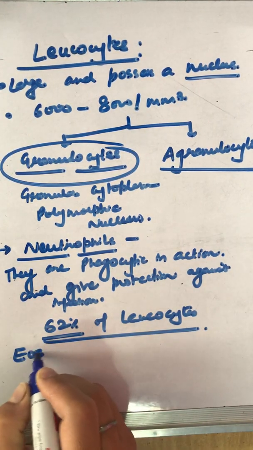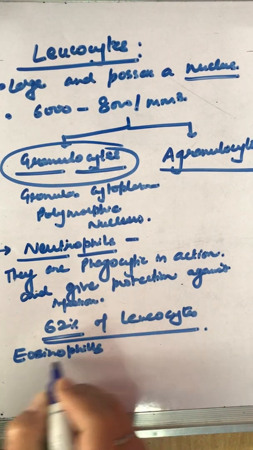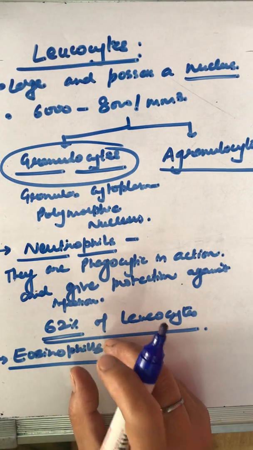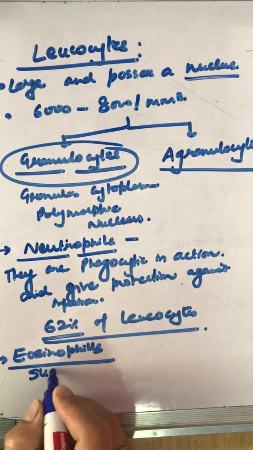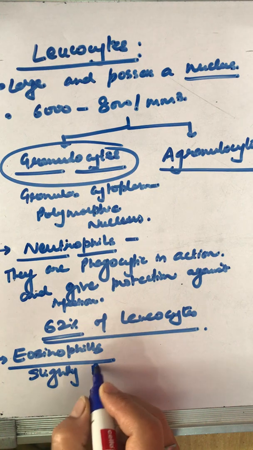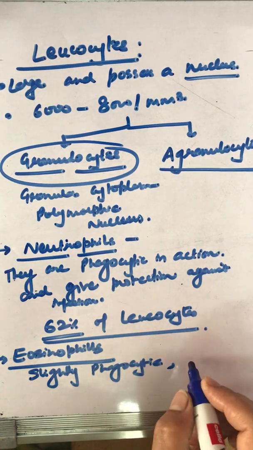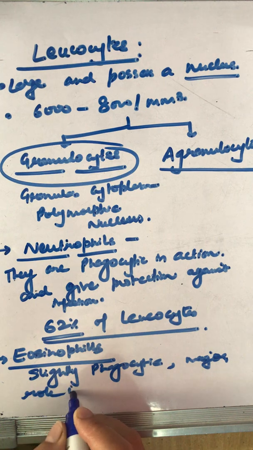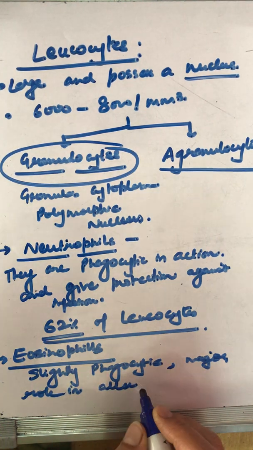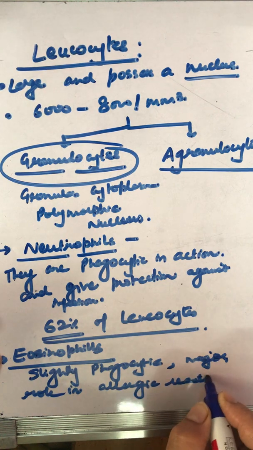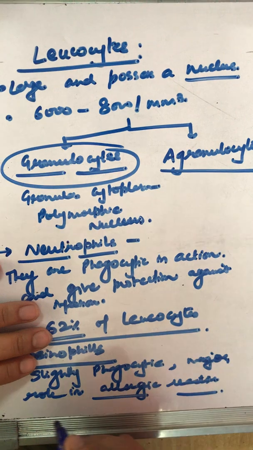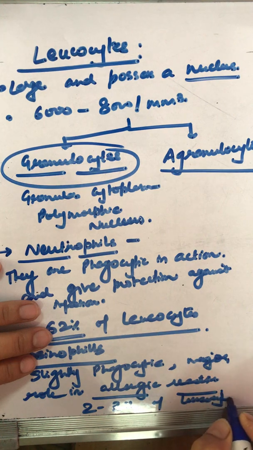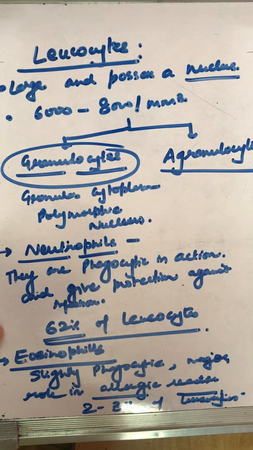Then eosinophils, the second type. These are slightly phagocytic. They mainly play a role in allergic reactions. All right. So they are slightly phagocytic but play a major role in allergic reactions. Now, their percentage is about 2 to 3% of leukocytes. Right? Moving to the third of it.